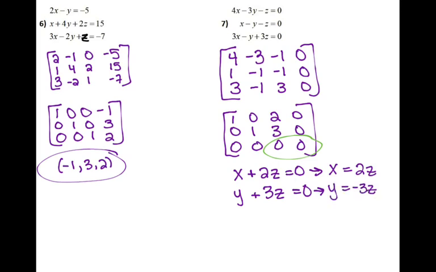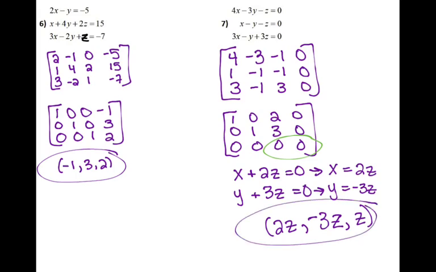So now I can write your ordered triple. So my x is -2z, y is -3z, and of course z is just z. And you only have to do that when you have infinite solutions.